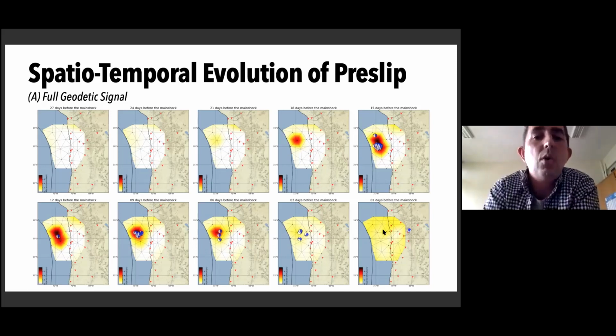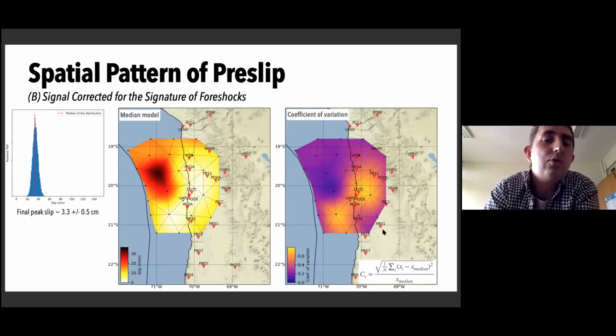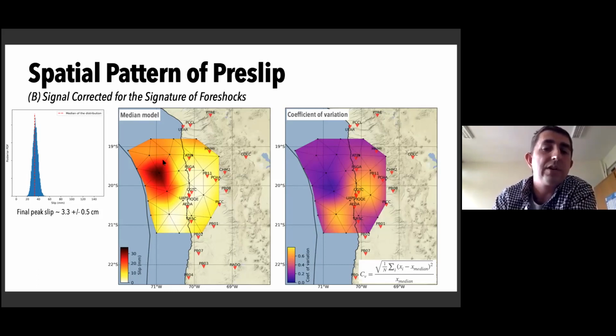Now, what do we obtain when we correct for the signature of foreshocks? Well, when we do that, we obtain a model that is, to the first order, not so different from what we obtained before. The main difference is the slip amplitude. For example, this is now the spatial distribution for the median model. You can still see that blob of large slip happening here, but instead of being 10 centimeters as it was before, it's now only 3 centimeters on the fault plane.